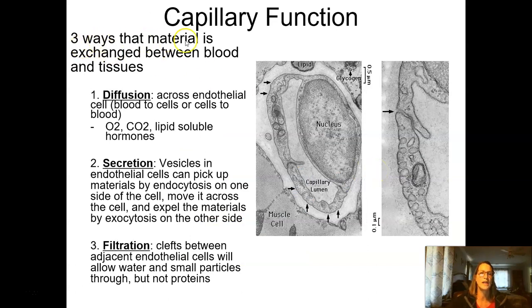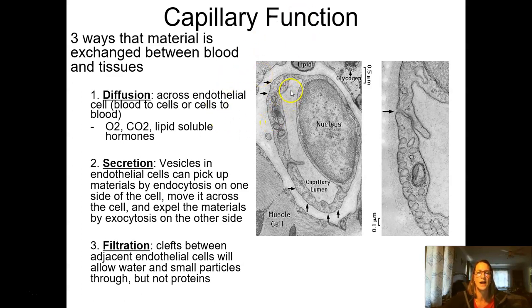So there are three different ways that material can be exchanged between blood and tissues. Remember, the blood is going to be in here in the capillary lumen. The first one is diffusion. And that's the one we spent the most time talking about. Diffusion is what's used for oxygen and carbon dioxide to move from one cell to the other because it can diffuse across the cell membranes.